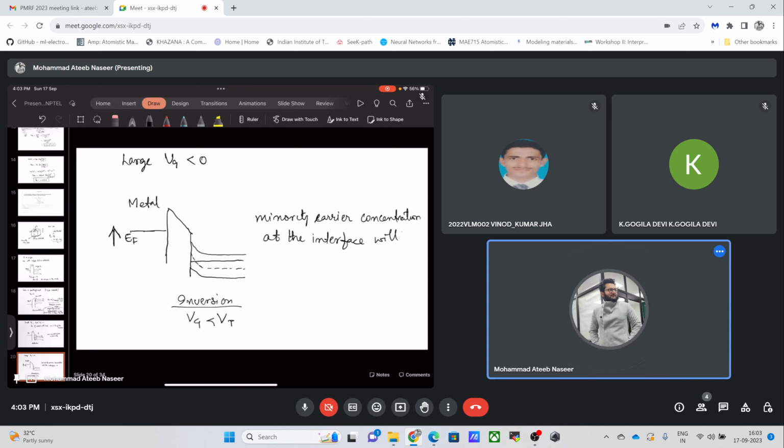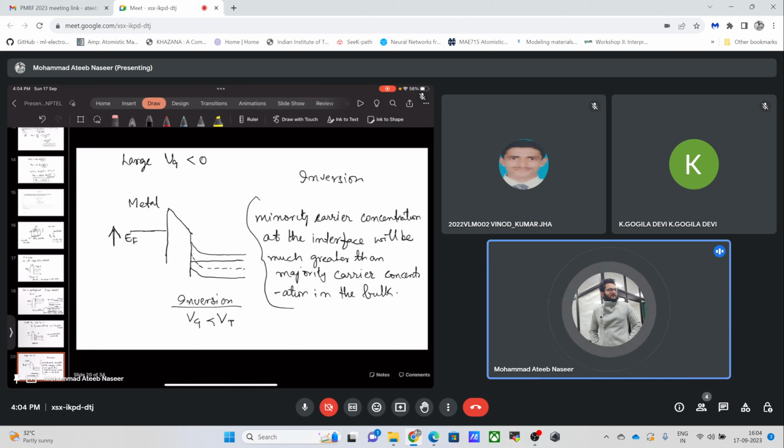will be much greater than the majority carrier concentration in the bulk. So this is simply the definition of the inversion. Okay, the minority carrier concentration at the interface will be much greater than the majority carrier concentration in the bulk.